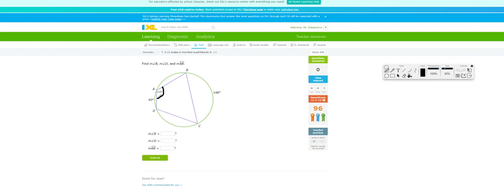That means you can find the arc. Notice this angle goes from B all the way to D. That angle goes with this arc, that's the intersected arc. Notice they tell you that from B to C is 148. So the way I'm going to find that arc, I'm going to multiply 123 times 2, and that would be 246.